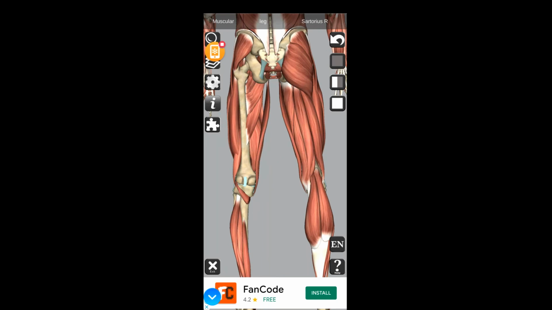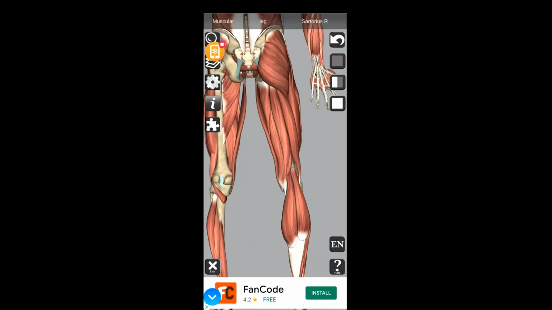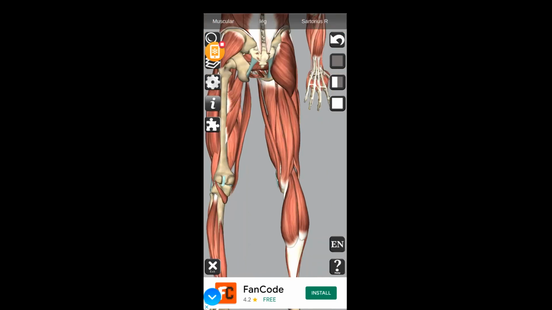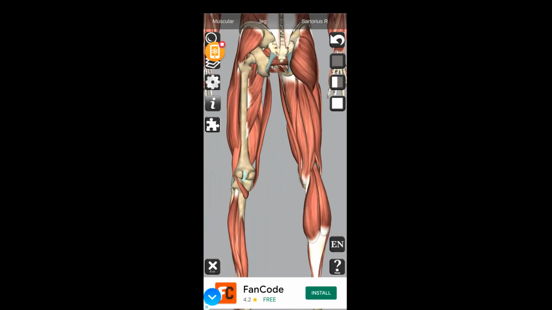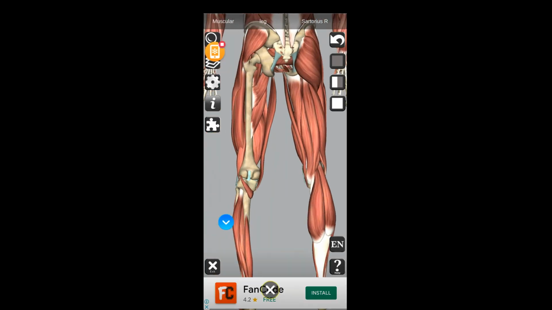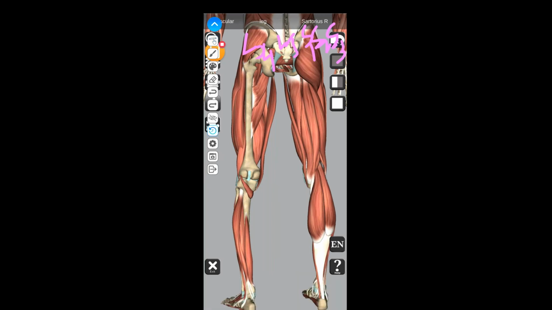Sciatic nerve. What is the root value? L4, L5, S1, S2, S3. Done. Sciatic nerve done.